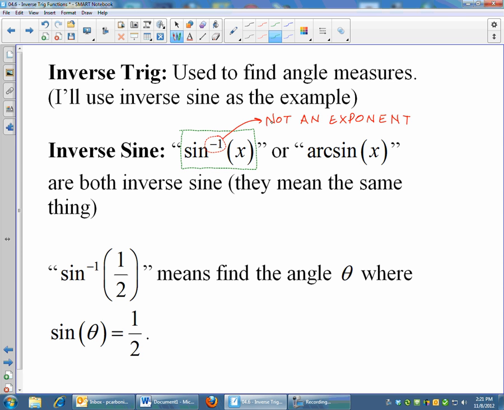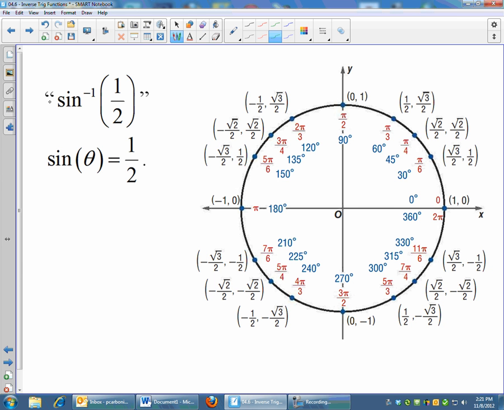Arc sine is the exact same thing as inverse sine. It's two different ways of writing the same problem. So if you see inverse sine of something or arc sine of something, they're both asking the same question. The example I want to look at right now is the inverse sine of 1/2. What that's asking is, find the angle where sine theta equals 1/2. When I'm working this problem, this is more of a thinking-land type thing. That's kind of what the problem is asking.